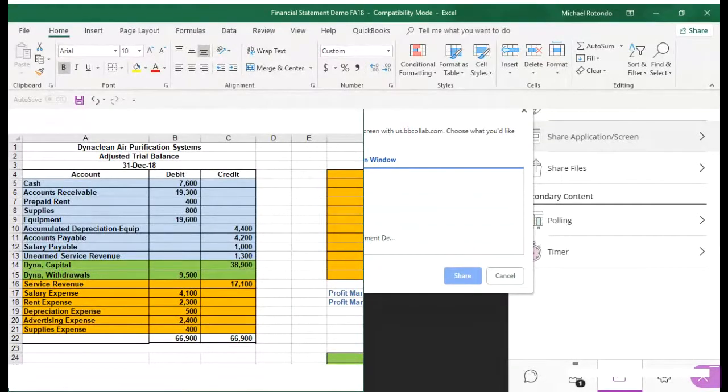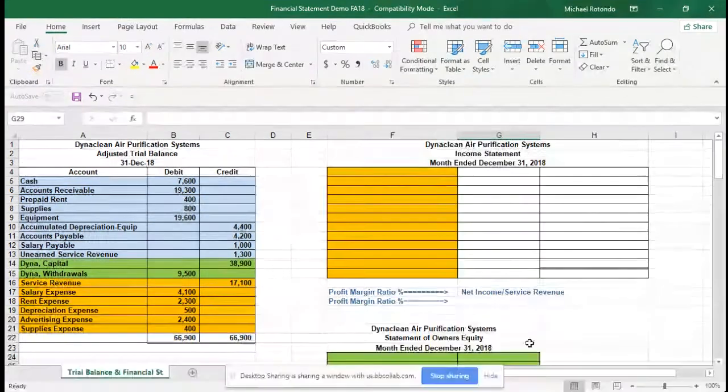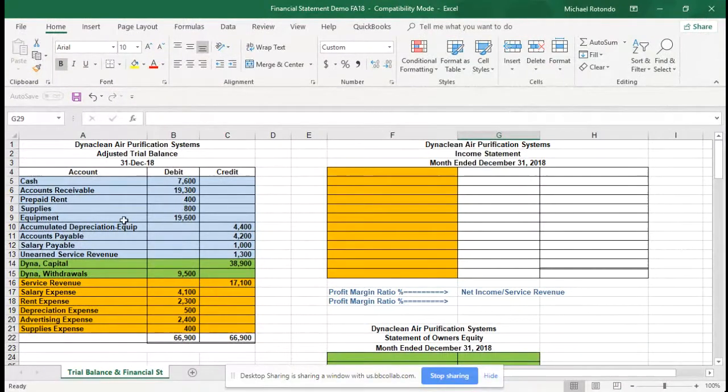Okay, so today we're going to talk about creating an income statement from the trial balance. So we know that the trial balance itself needs to go through the adjustment process first. In order to create the financial statements, we need to have the adjusted trial balance. That will give us the best numbers for our income statement.